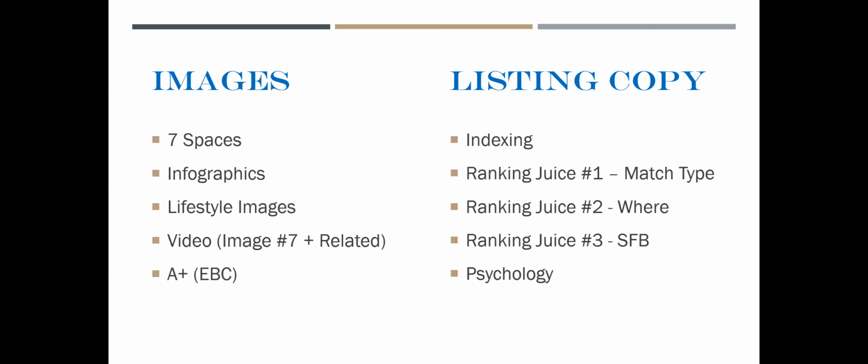The first type of ranking juice you get is from the match type. If someone searches for diaper caddy and you have the words diaper caddy in your title, then you're going to get an exact match, right? Because it's diaper caddy, diaper caddy. That's going to be 100% credit. The other part of that is if they search for diaper caddies and you have diaper caddy built there, then you're going to get a smaller percentage of credit because it's a plural match. So the plural match is another type of match.